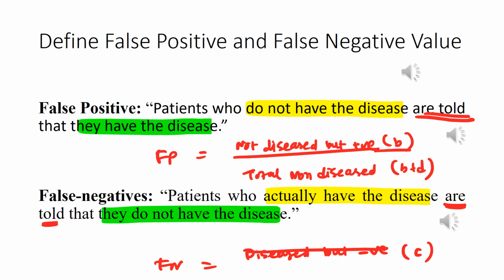Define false positive and false negative value. False positive, patients who do not have the disease are told that they have the disease. False negatives, patients who actually have the disease are told that they do not have the disease.